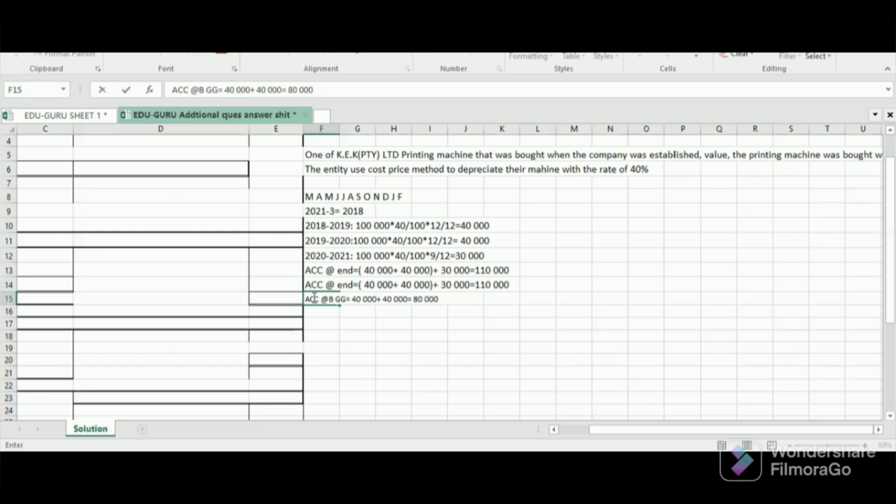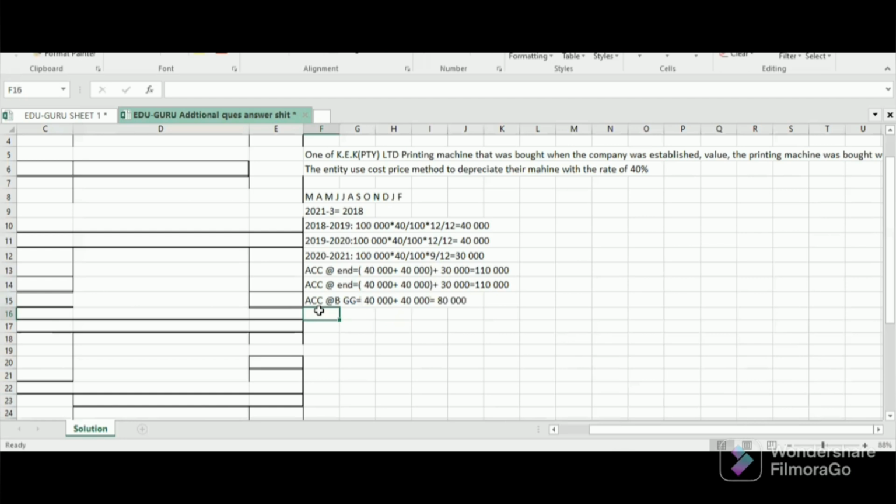So what's the next step after identifying accumulated depreciation at the beginning? Then now you can identify your carrying value at the beginning. Please guys, follow these steps. They are very important. So what's my carrying value at the beginning? It's going to be 100,000 subtract my accumulated depreciation at the beginning, which is 80,000. Then my carrying value at the beginning will be 20,000, right?